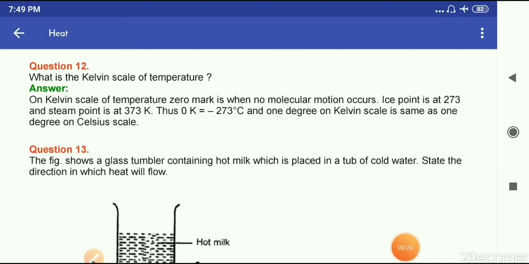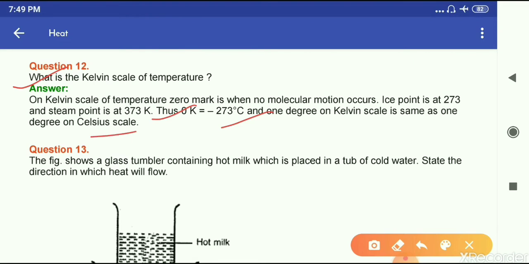Question number 12. What is the Kelvin scale of temperature? On the Kelvin scale of temperature, the 0 mark is when no molecular motion occurs. Ice point is at 273 and the steam point is at 373 Kelvin. The 0 Kelvin is equal to minus 273 degrees Celsius, and 1 degree on Kelvin scale is the same as 1 degree on the Celsius scale.